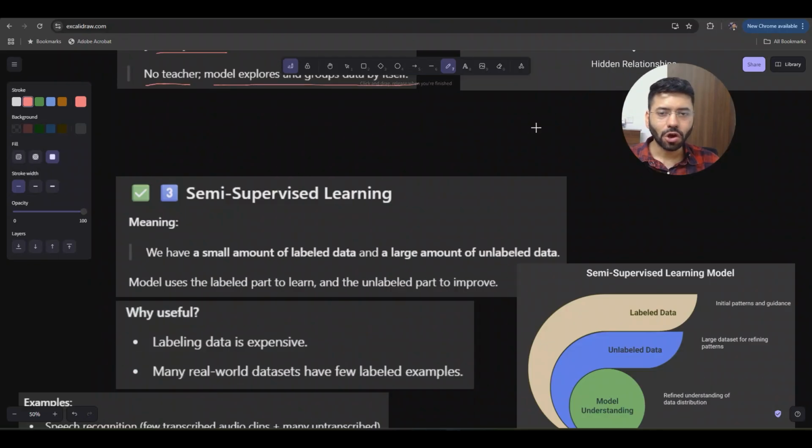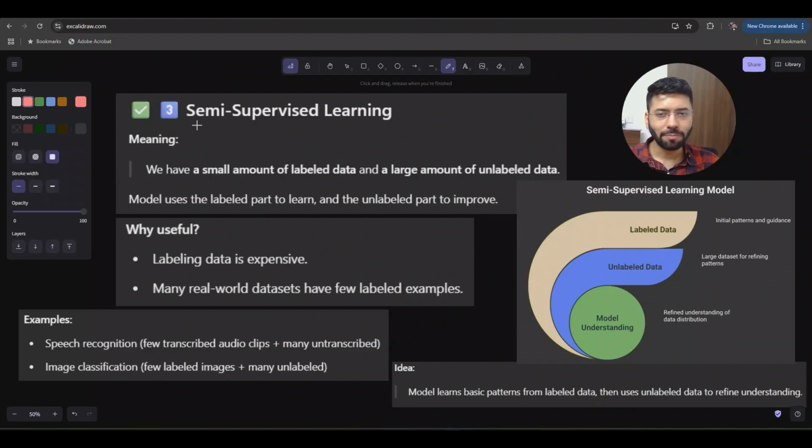Now after this, let's talk about the third category, which is semi-supervised learning. It means that we have a small amount of labeled data and a large amount of unlabeled data. So the model uses the labeled data to learn and the unlabeled data to improve. So you learn from the labeled data and apply your learning on the unlabeled data.